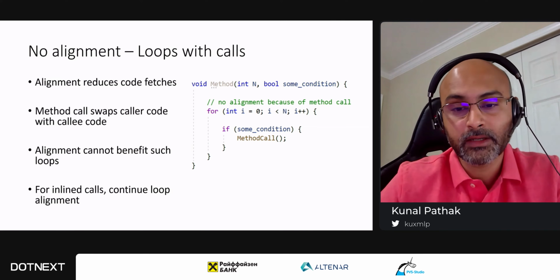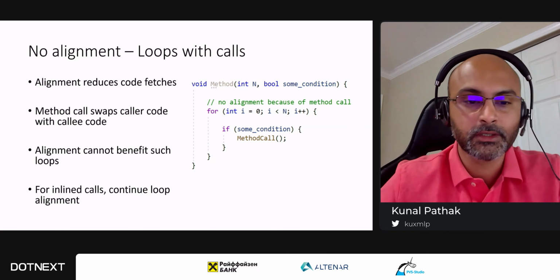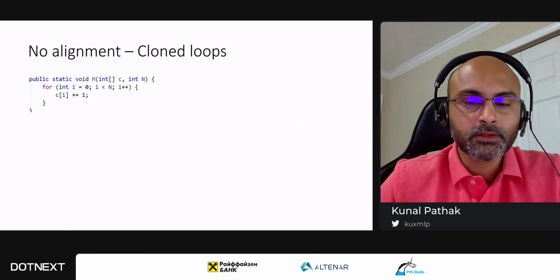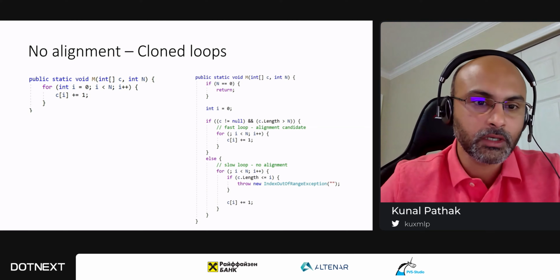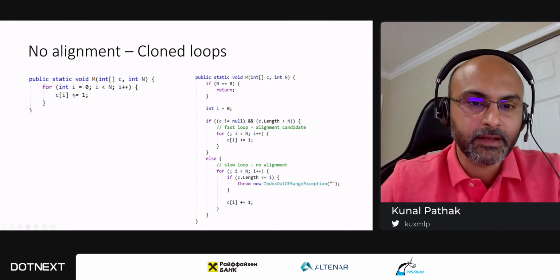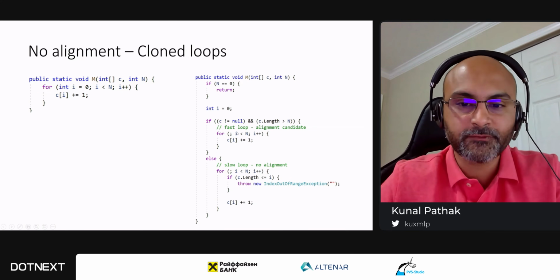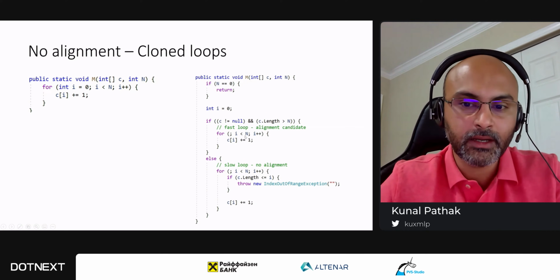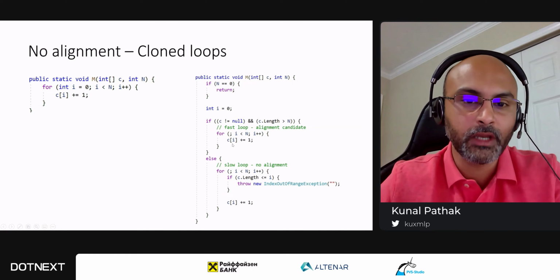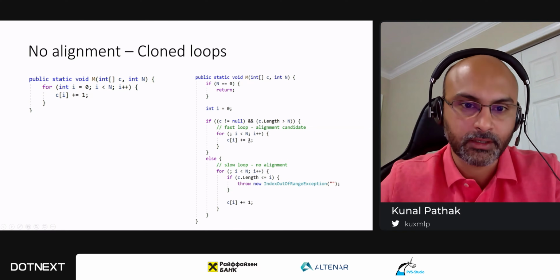However, sometimes the method might get inlined, and in that case, we will continue to align those loops. Now there is a concept called cloned loops in .NET. If you have this simple loop, and then there is this array access, when we actually try to JIT it, we convert it into two loops. One is a fast loop. If you see on the right hand side, the fast loop has all the checks done beforehand, and there are no checks inside the loop. So it just executes very fast, assuming that the array bounds checks won't be out of bounds, or the length is still in bounds.